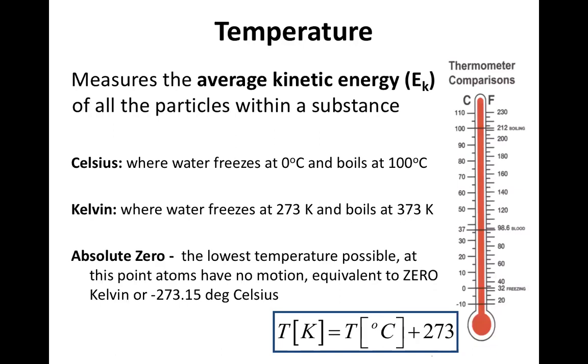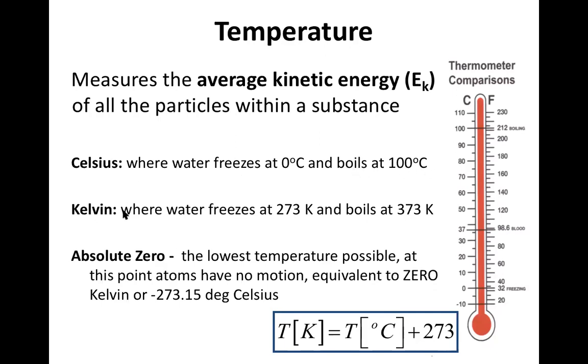So temperature measures the average kinetic energy of all the particles within the substance. We cannot measure the total thermal energy of an object because it's impossible to measure every particle. That's why it's an average EK. And we've got different temperature units, some that are not included here, but we will be using Celsius a lot. And this is based on a scale where water freezes at 0 and water boils at 100 degrees Celsius.